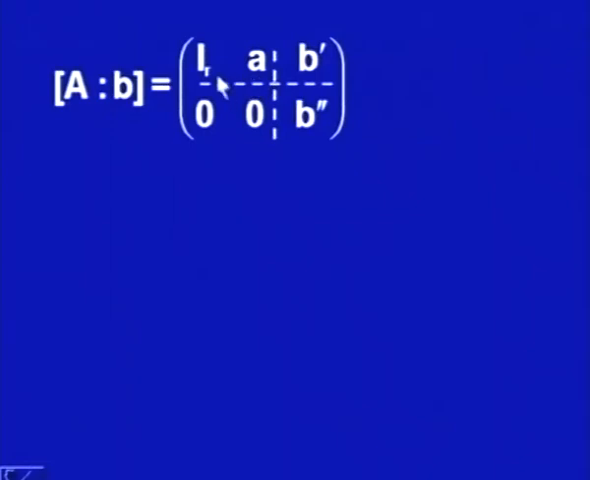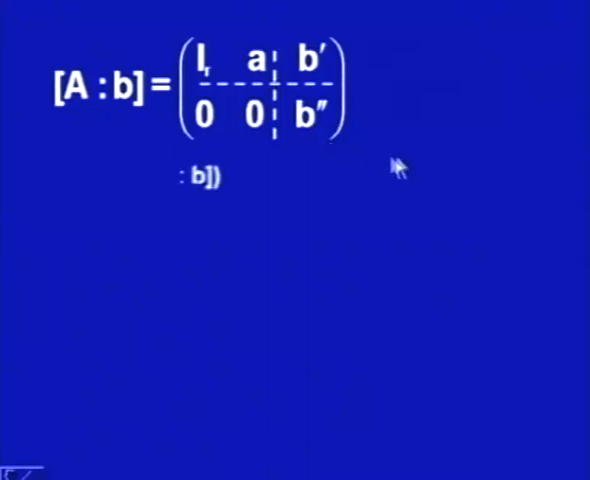This can be written as [A|B] → [I_r, B'; 0, B'']. That means you can transform this matrix by using elementary transformations into this form. So, r being the rank of this matrix, these are 0 rows.